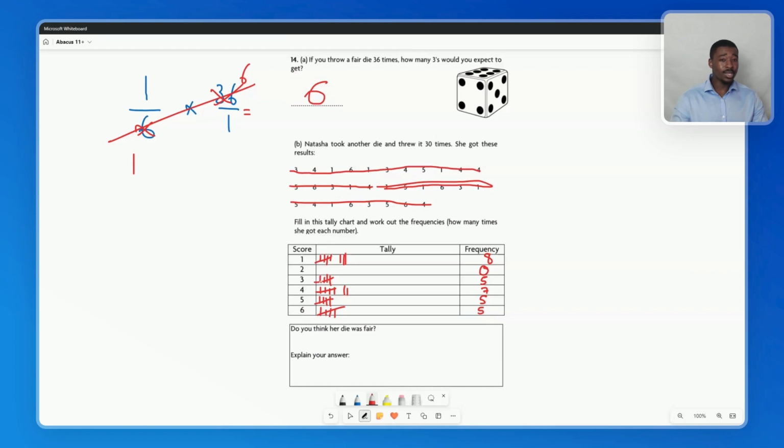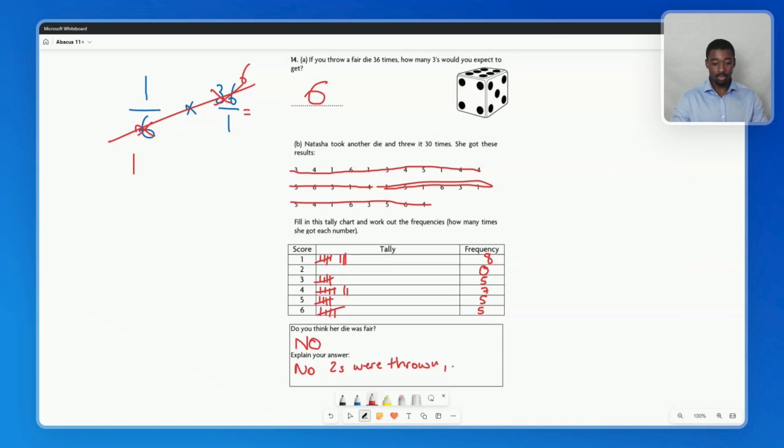Well, we could say no. And it's not only about our answer, but it's about the explanation behind the answer. So an easy way to explain no, or to justify our answer, is to say this die can't be fair because no 2s were thrown. Right? We had a 0 frequency for 2s.